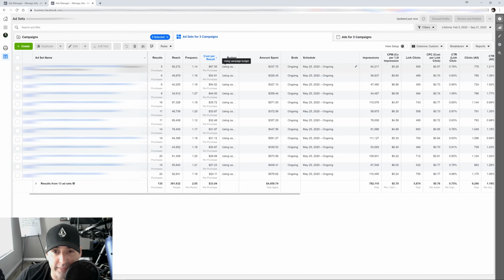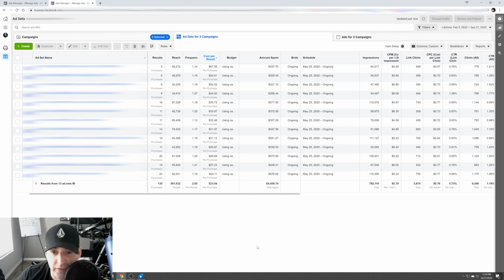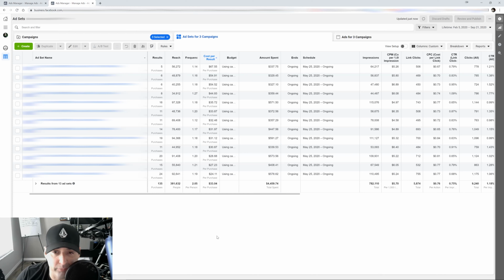Like for example, look at this one. Look at the CPA on this one. It's $67.55. For this account, I want it to be anywhere 45 and under, right? So right here, I would have just killed these ad sets right here. And this is CBO, so it's not running right now, but the ad sets are on. So you guys can see how some of them stand out more than others, right?